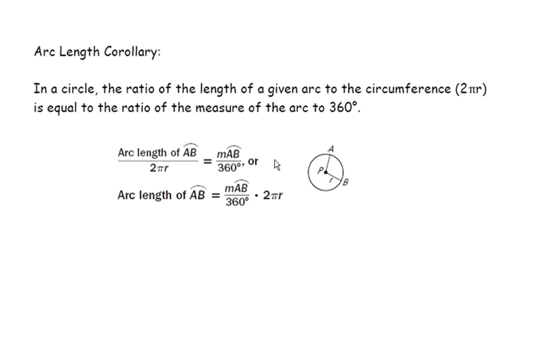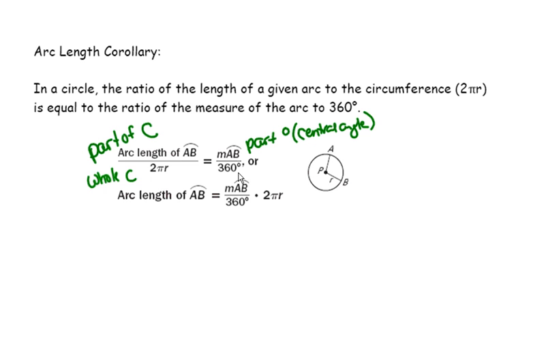Okay, so I like to think about it as setting up a proportion. And we are looking for the part of the circumference. So on the bottom is going to be the whole circumference, because we like proportions that are part over whole. And we're going to set that equal to the part of the degrees, which is usually the central angle, although sometimes they do actually give us the arc.